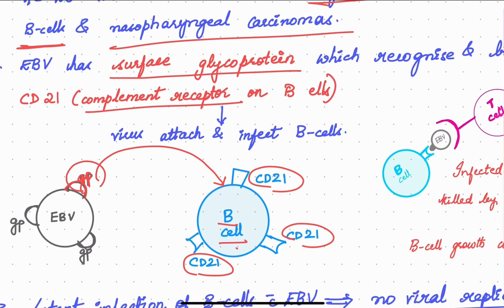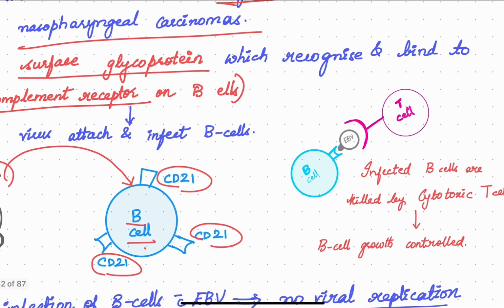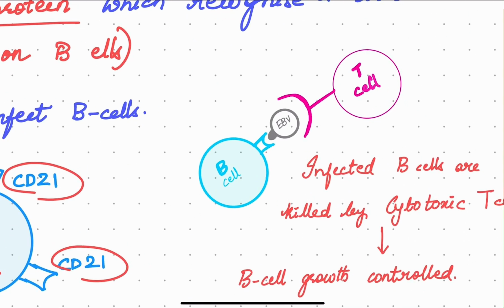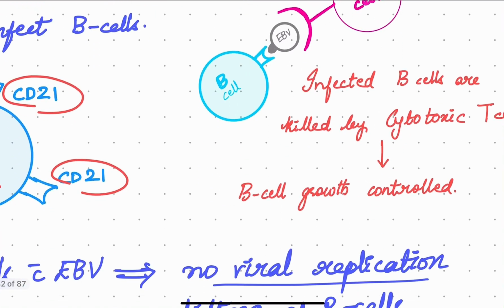Normally, in a healthy individual, the infected B cells are removed by the T cells. The cytotoxic T cells recognize this EBV and B cell complex and kill it, and hence the B cell growth is kept under check.